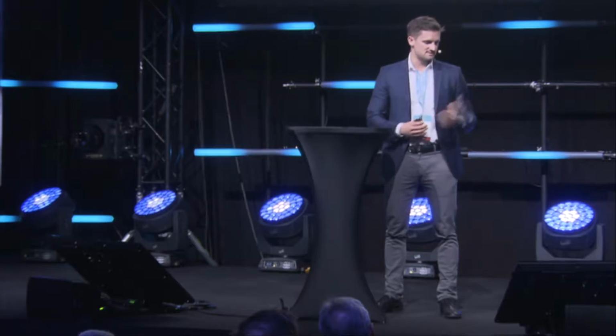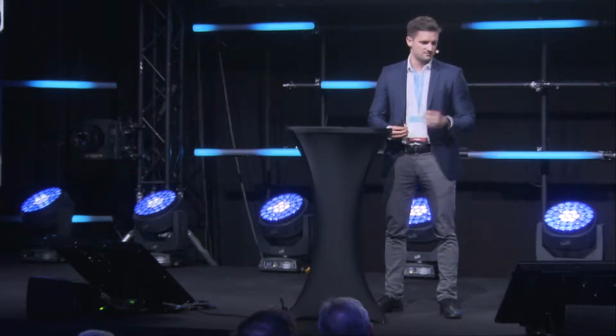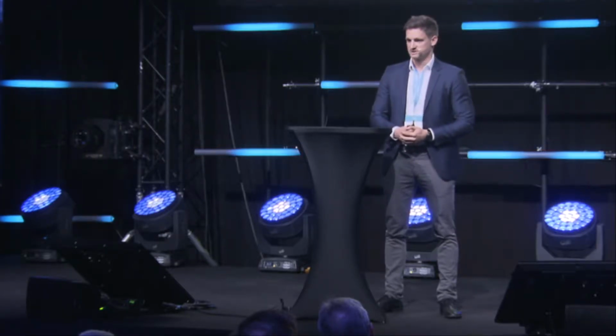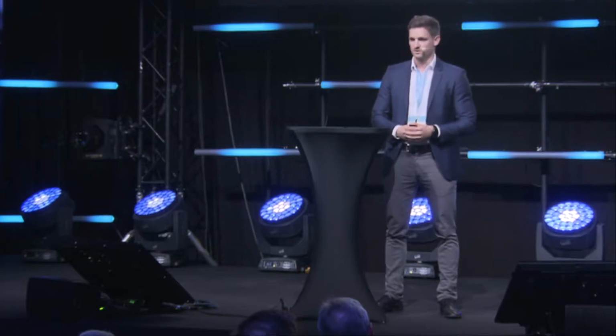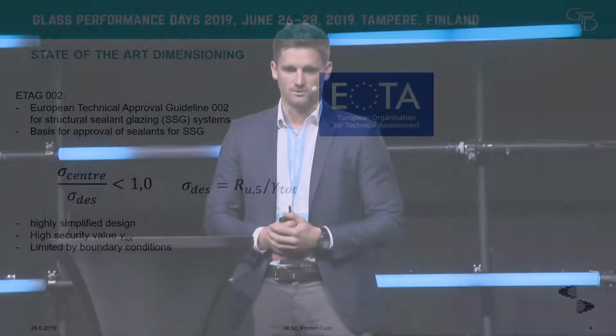And why I tell you this is I want to quickly talk about sigma des, so the resistance of the sealant. You get that if you have the resistance and divide it through gamma tot, which is mostly 6, so relatively high. And that number, like a safety factor, is set together with different components, and one of these components is also aging.